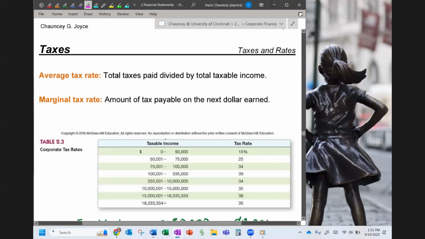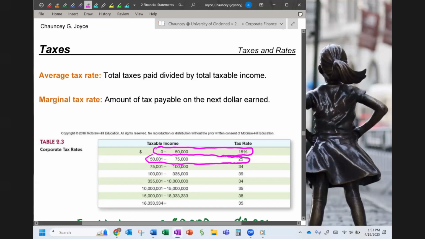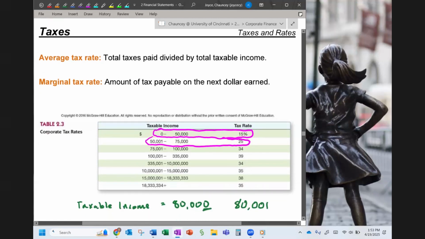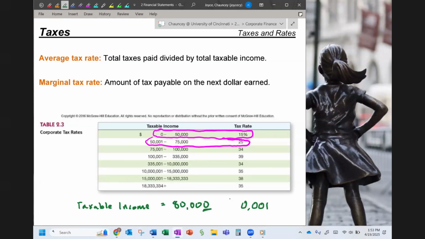So if your $0 through 50,000 is taxed at 15%, then your next 25,000 in this range is taxed at 25%, and then your next 25,000 is taxed at 34%. So let's take a look and see if we can calculate the average tax rate if our taxable income, let's make up a number here, is 80,000. So the way to do this is we have to first compute total taxes paid.